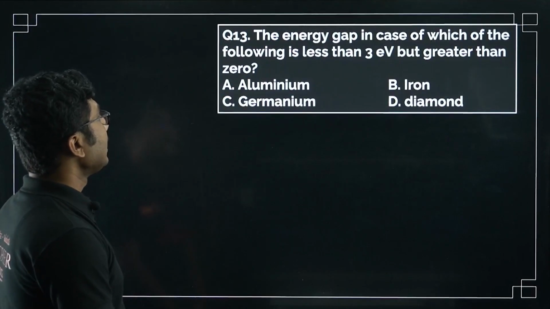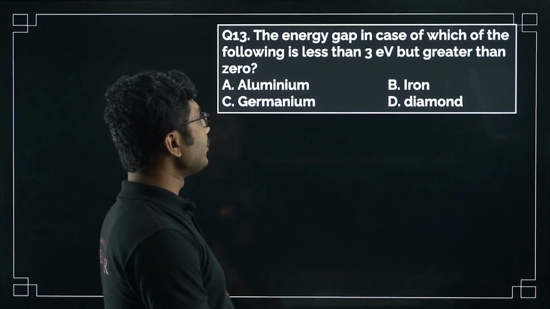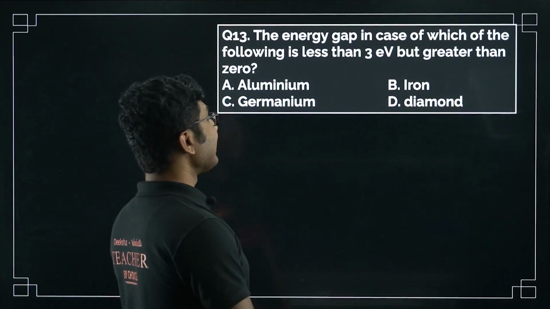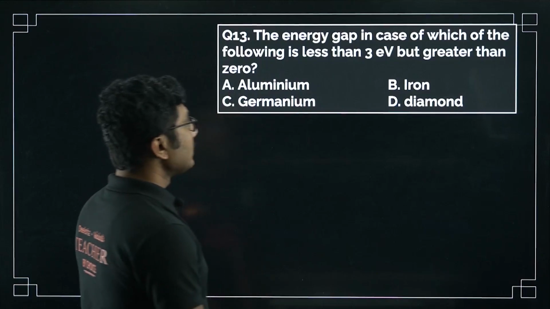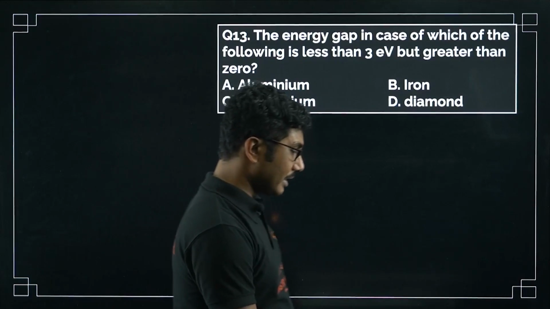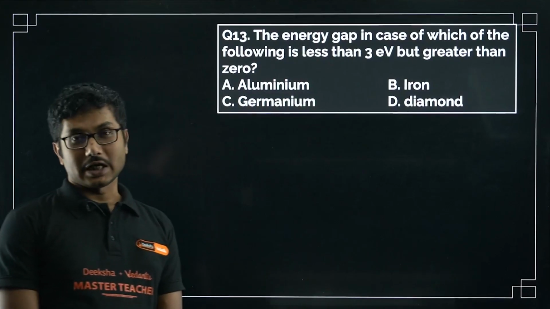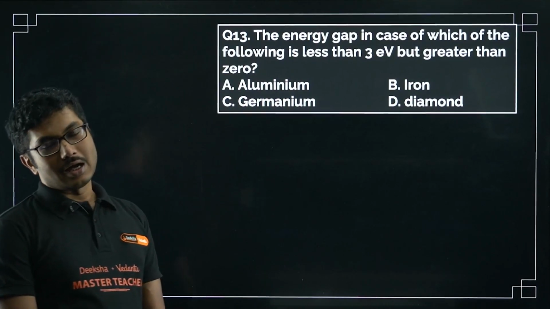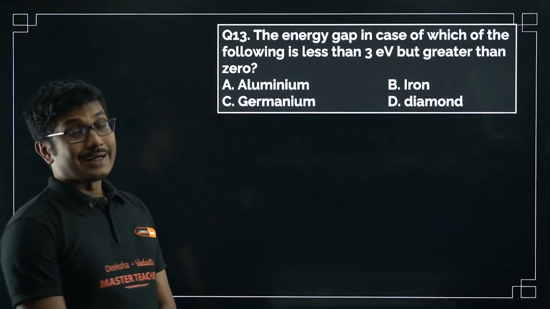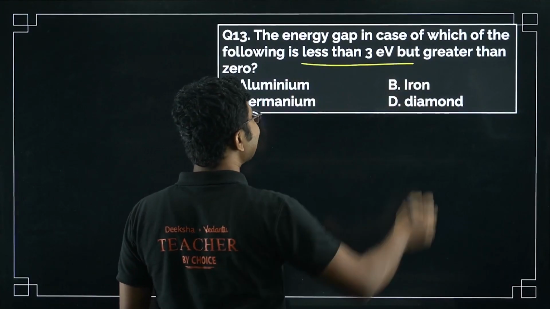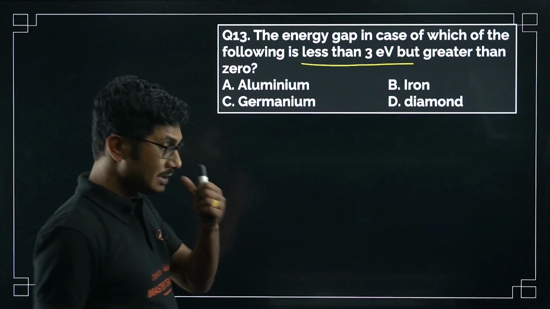Next question. The energy gap in case of which of the following is less than 3 electron volt but greater than 0? Okay, less than 3 electron volt and greater than 0, that means it's a semiconductor. If it is equal to 0, it's a conductor. If it is greater than 3 electron volt, it's an insulator. So here we have to find less than 3 electron volt. Which one of them is a semiconductor?